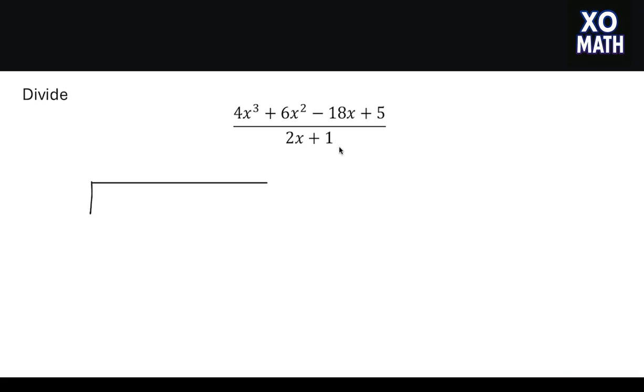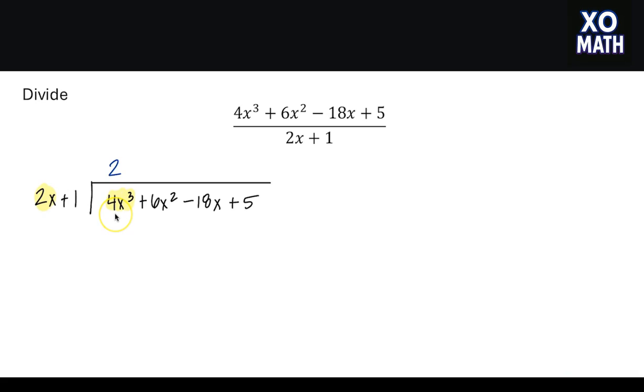We're going to keep the divisor, 2x plus 1, on the outside, and the dividend, 4x cubed plus 6x squared minus 18x plus 5, underneath. So when we do this long division, we want to focus on the leading term in the divisor, 2x, and then start by looking at the leading term in the dividend and thinking about how 2x divides into 4x cubed. Another way to think about that is, what do I have to multiply 2x by to get to 4x cubed? To get from 2 to 4, I would multiply by 2.